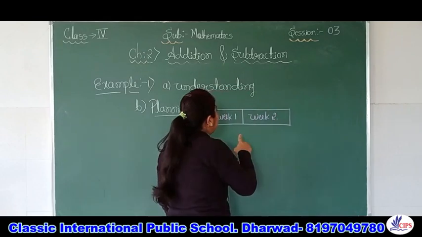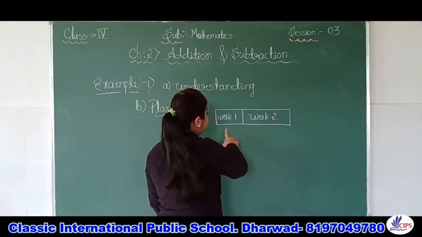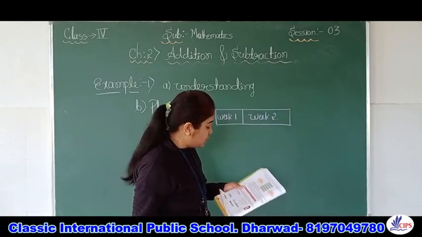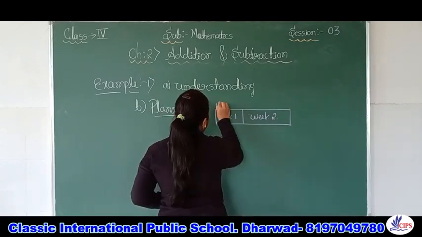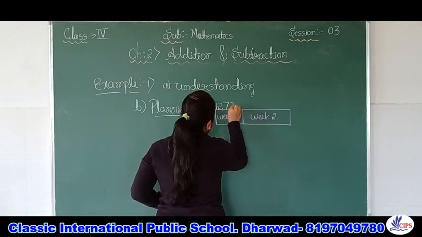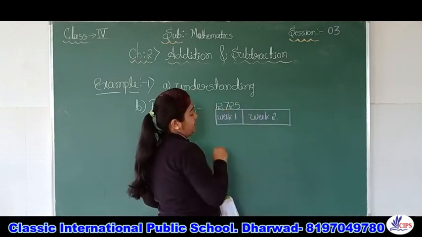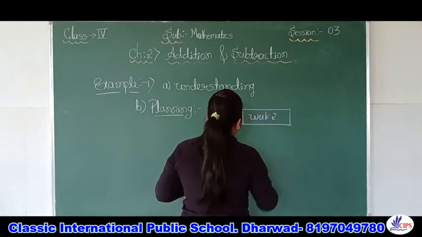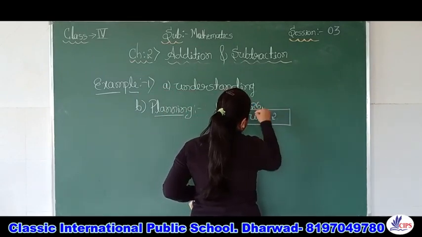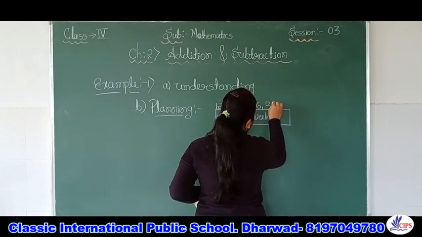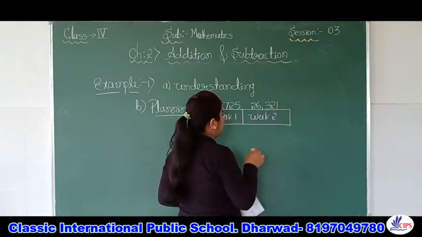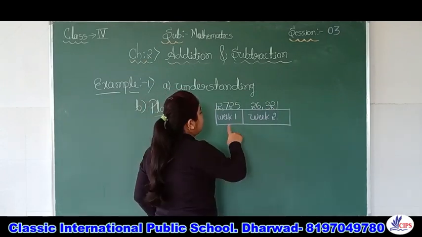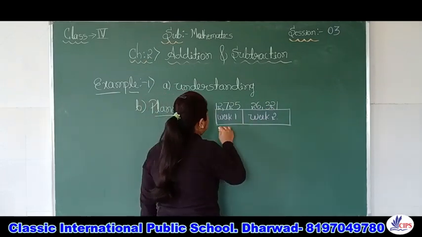So how many people visited in week one? It is 12,725. Right? And how many visited in week two? It is 26,321. So these are the numbers, and they are asking you about this.